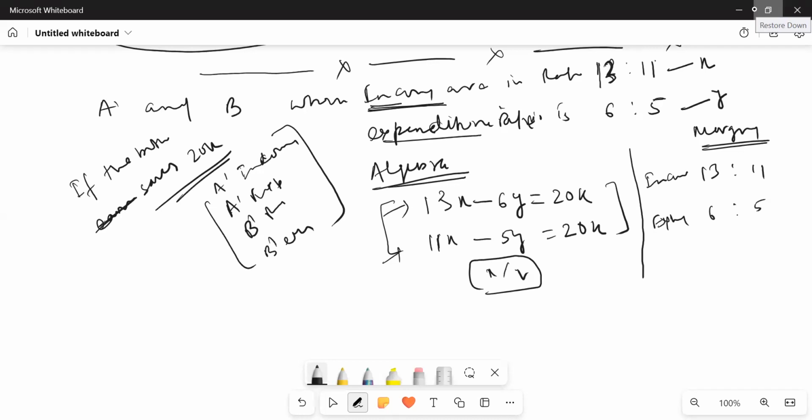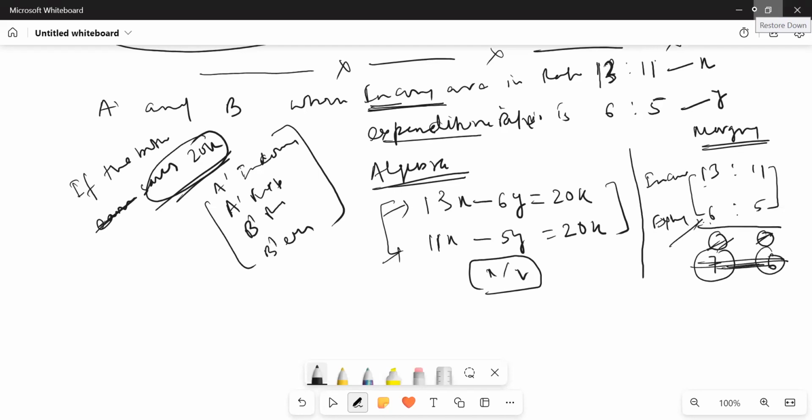But what you should know is the difference should be the same here. If you want the same multiplier, the difference of income minus expenditure in ratio figures should be the same at both places, because they save an equal amount, 20,000 each. Now the difference is 7 here and 6 here. Are you getting my point? So I need to make these two differences the same.